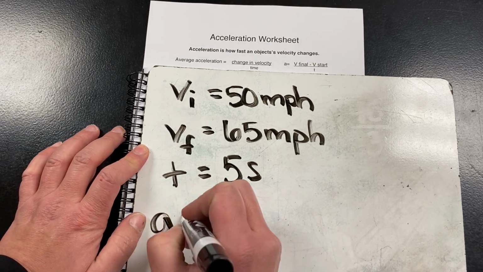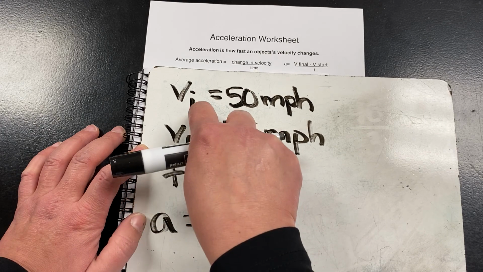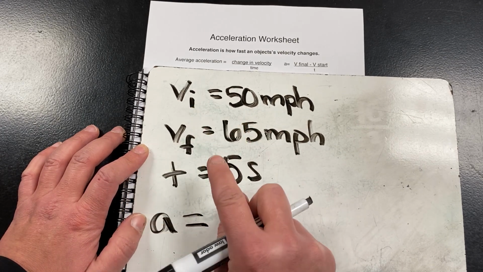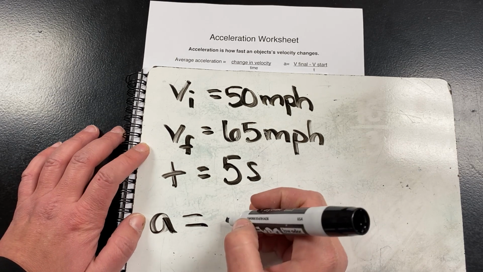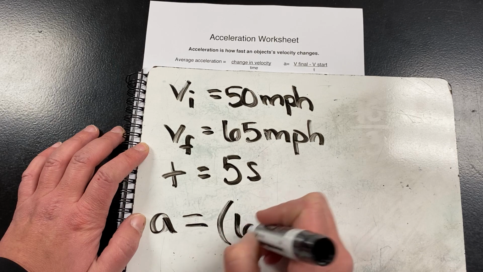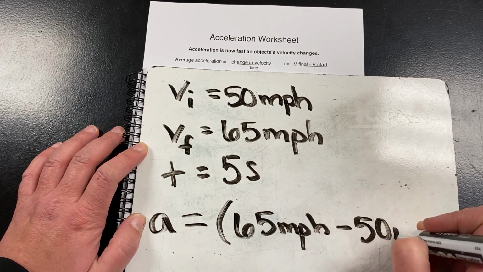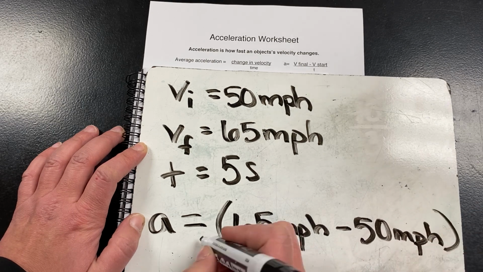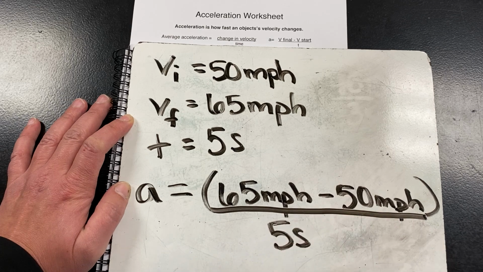So acceleration equals the change in velocity, but we have to take the final minus the initial. And that's really important because that will help us determine whether it's accelerating, which means the speed's getting faster, or if it's decelerating, which means the speed's getting slower. So we need to take the final minus the initial, and we're going to divide by our time, which is 5 seconds.